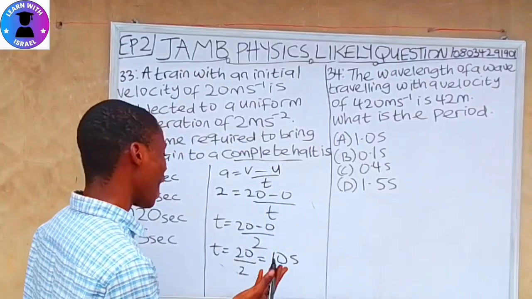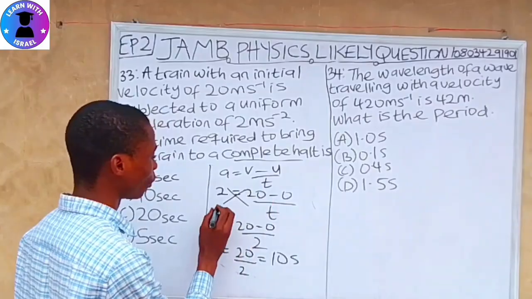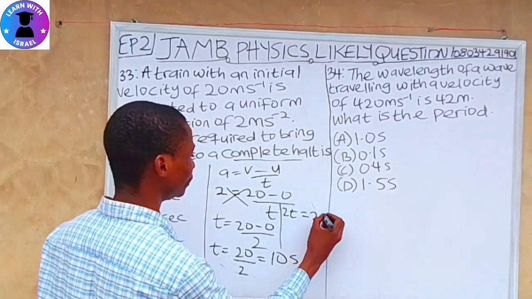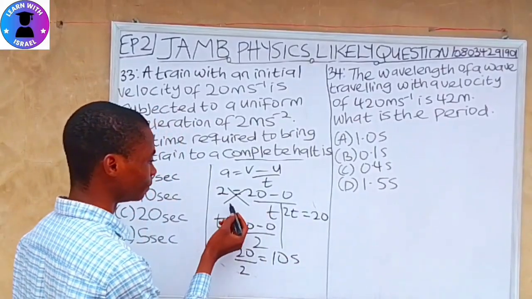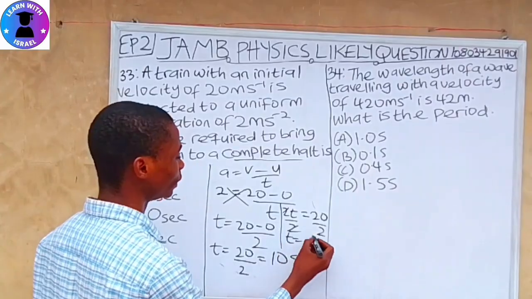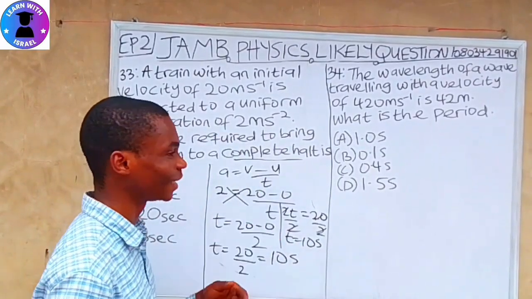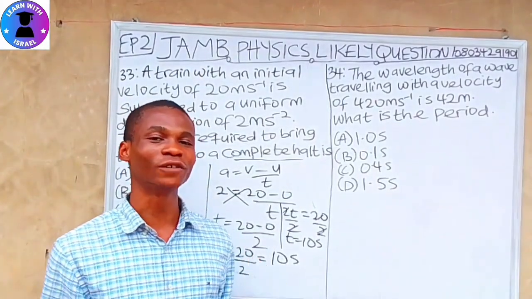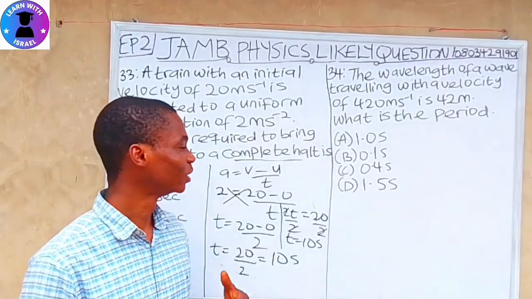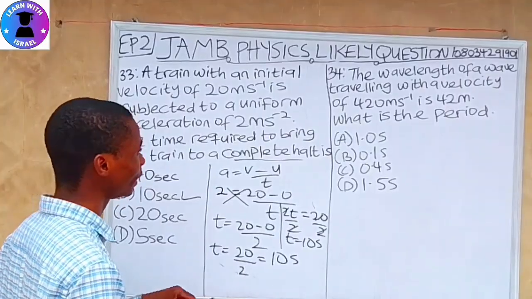10 seconds. And another method we can use is cross multiplying. If we cross multiply, we are left with 2t equals 20. So we divide both sides by 2. 2 cancels 2, and we are left with 10 seconds. Using two formulas and getting the same answer is what Learn with Israel does. We do this for fun. So if you also want to do this for fun, stay tuned and let's do this together. And if you check, option B is the correct answer, which is 10 seconds.